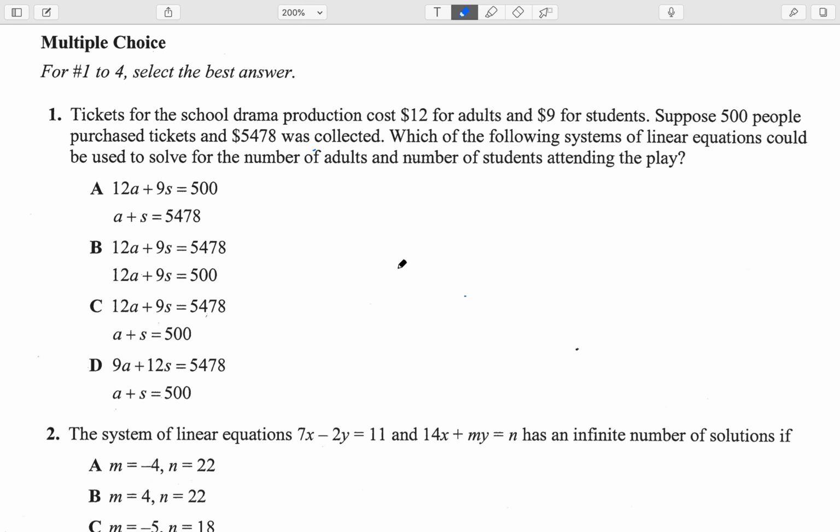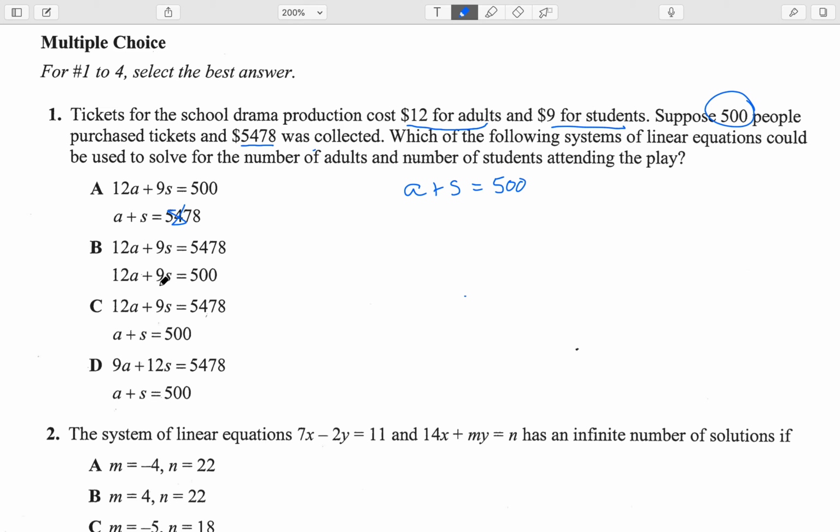This one says tickets for a school drama are $12 for adults and $9 for students. Now it says 500 people purchased tickets, $5478 was collected. Which is the system? Now remember, adults and students, they're probably using A and S. A plus S is equal to 500. I know that that's a total, right? Because there's 500 people in total. So that's got to be one of the equations.